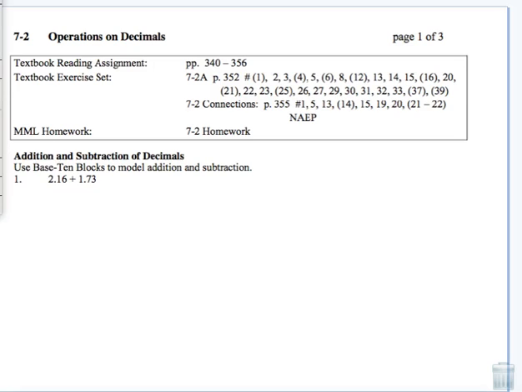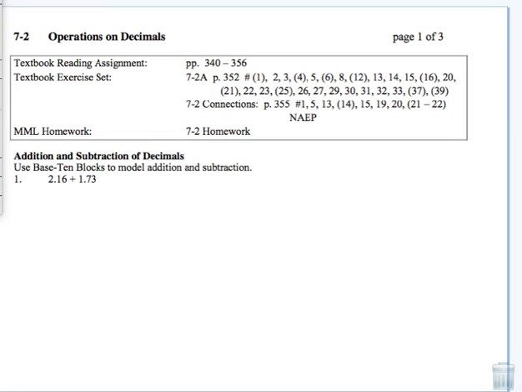In 7.2, we focus on the operations of decimals. That's on textbook pages 340 through 356. Remember, the textbook exercise set is completely optional if you ever feel like you need more practice after you do the My Math Lab homework.